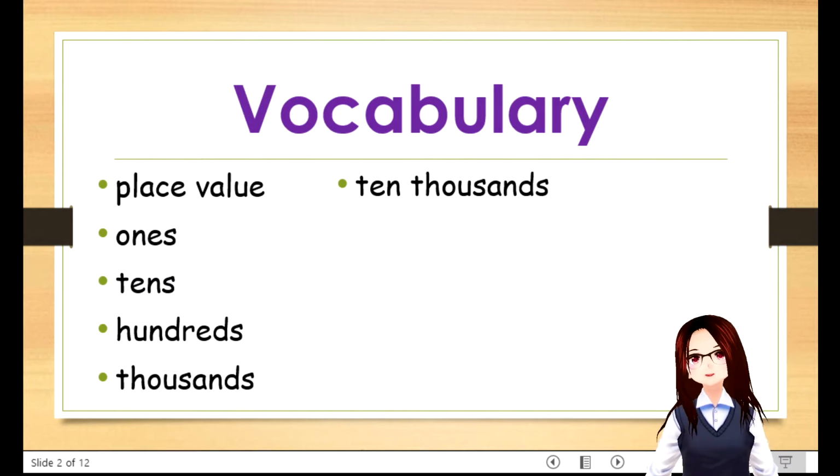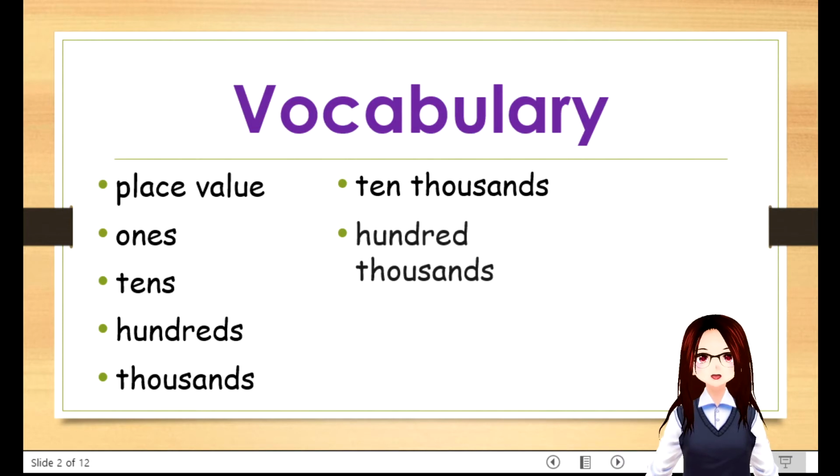10,000s. Repeat after me. 10,000s. Let's spell 10,000s. T E N T H O U S A N D S. 10,000s. 100,000s. Repeat after me. 100,000s. Let's spell 100,000s. H U N D R E D T H O U S A N D S. 100,000s.